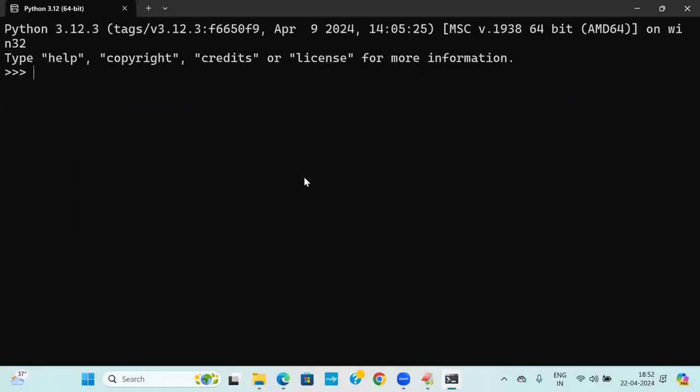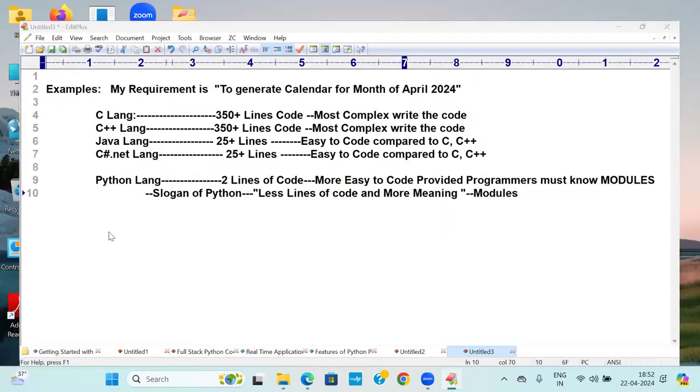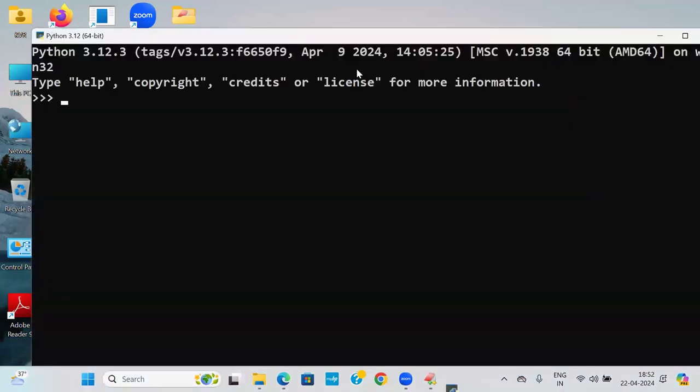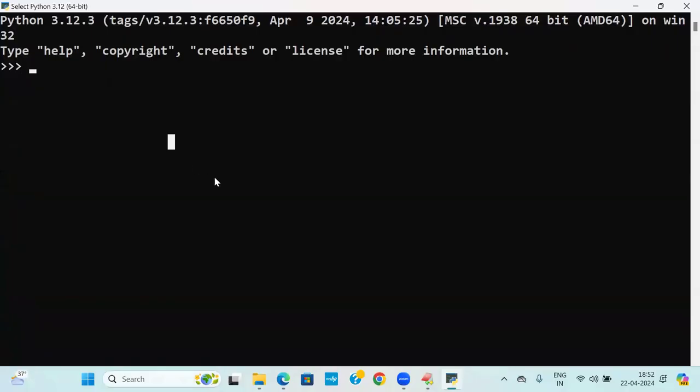This is my Python software. The version is Python 3.12.3. I just want to show you this clearly, for convenience, so students can see 3.12.3. There I'm writing two lines of code. My dear students, don't worry about what I'm writing. I just want to convince you with coding.